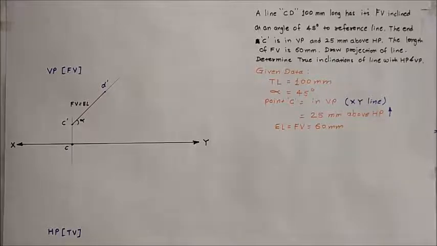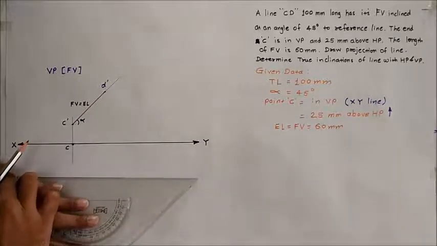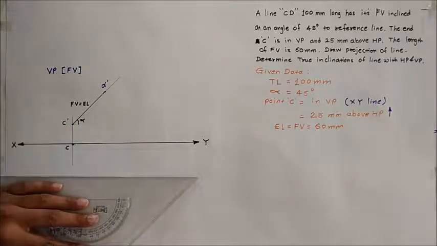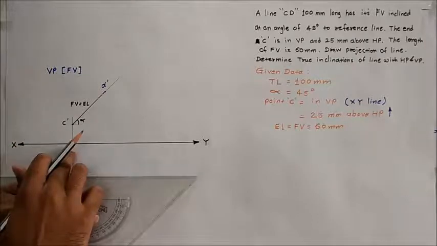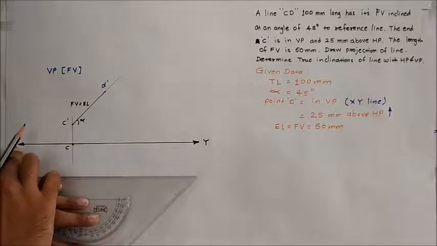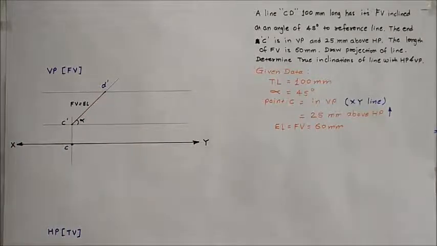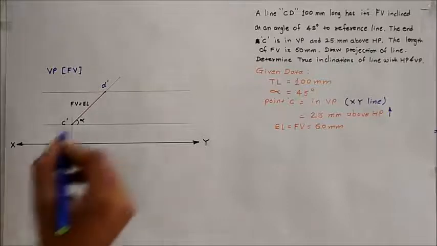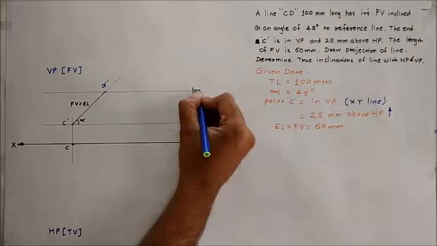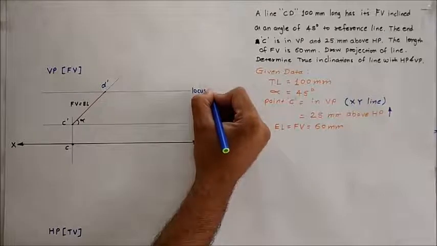Now for marking the true length of the line, first we will draw the locus of the known points. So the known points are C, C dash and D dash. First we will draw the locus of those points. For that, draw a line parallel to the XY line which passes through these points. No need to draw a line through the C point, as C is already on the XY axis. Give the nomenclature to these projection lines as the locus of that particular point.